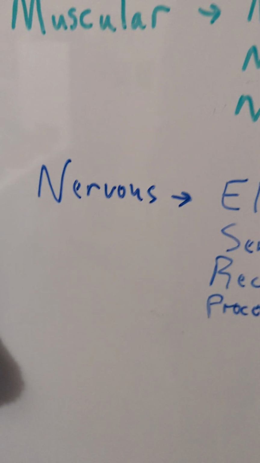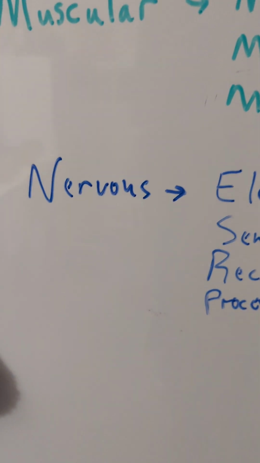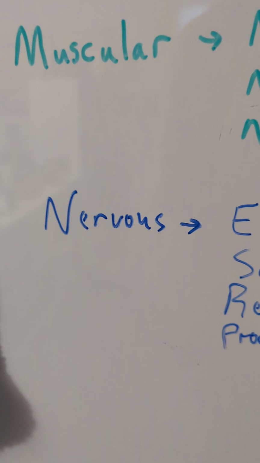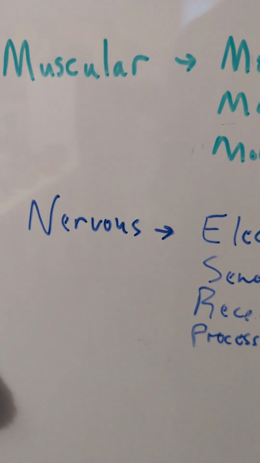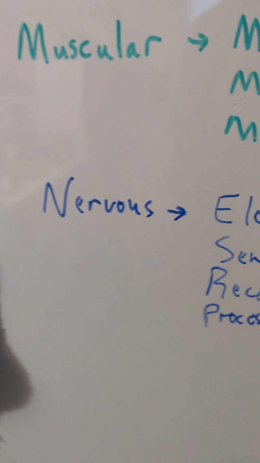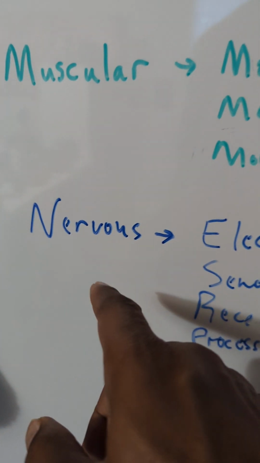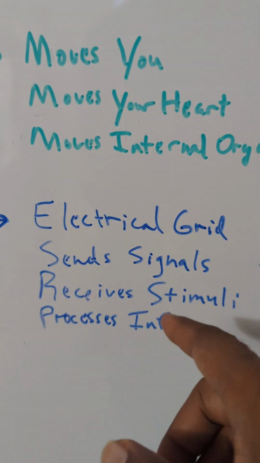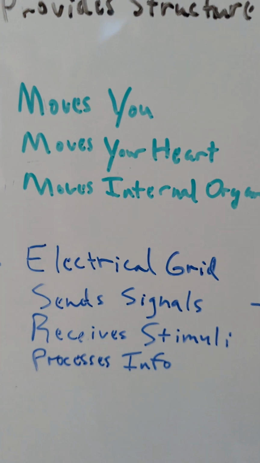And then the last tissue is nervous tissue. And there's not a lot to say about nervous tissue at this point because there's too much to say about it. Nervous tissue gets its own chapters in anatomy and physiology classes because there's so much to learn about the nervous system. So, for now, just understand that nervous tissue is an electrical grid.